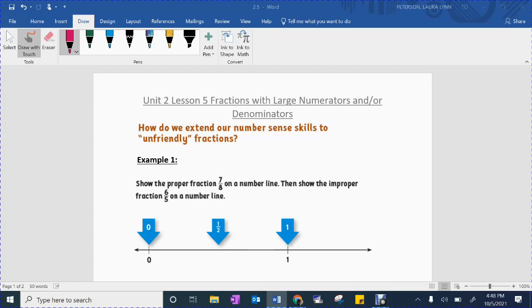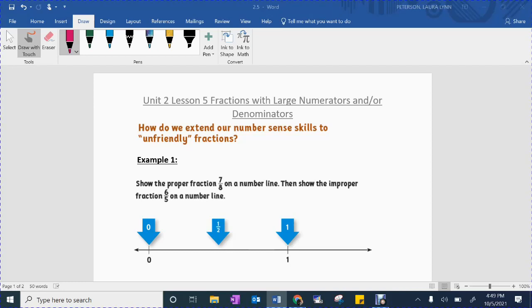Unit 2, Lesson 5. So, this says we're going to be dealing with fractions with large numerators and/or denominators. So either the top number or the bottom number is going to be really, really big, bigger than numbers than we're used to working with. But we can use what we've been learning to apply it to numbers that look a little bit unfriendly.